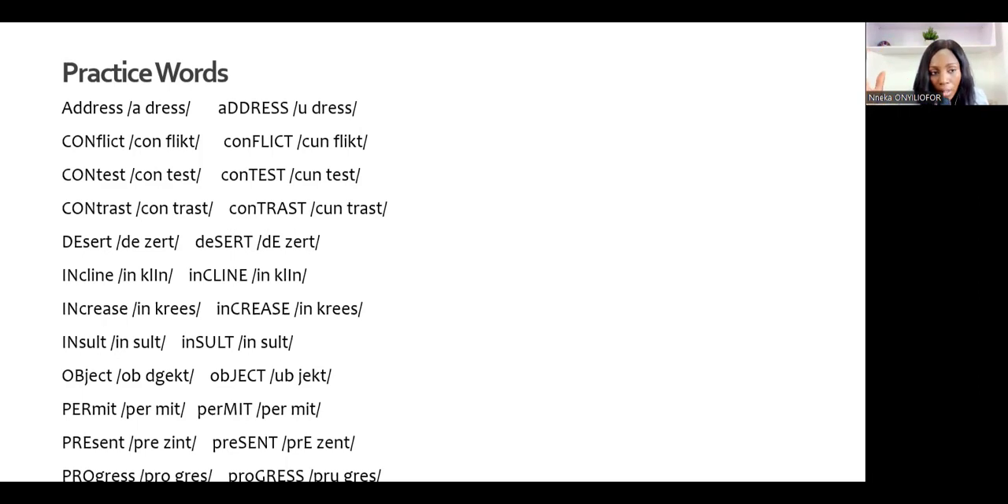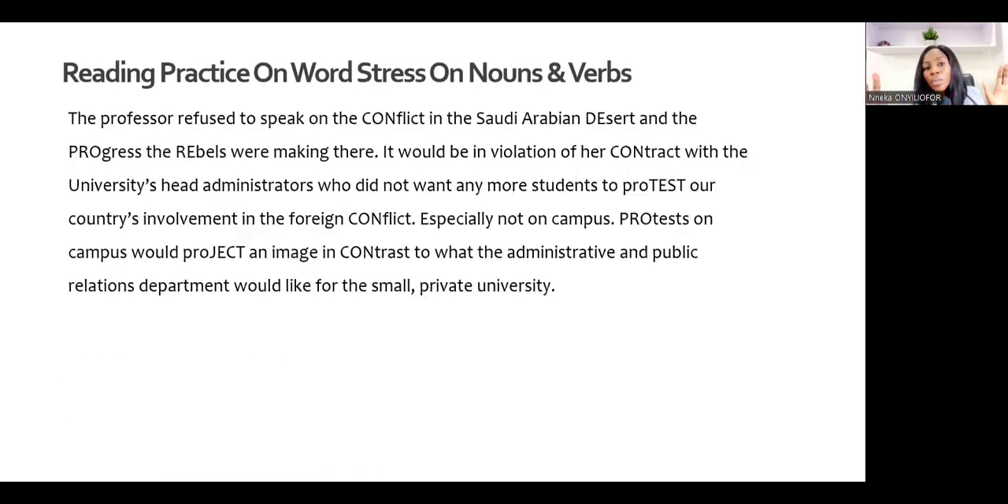Address, address, conflict, conflict, contest, contest, contrast, contrast, desert, desert, incline, incline, increase, increase, insult, insult, object, object, permit, permit, progress, progress. One is a noun, the other is a verb. So these are all reading practices that will improve you quickly.